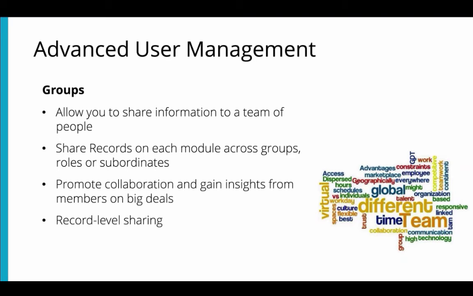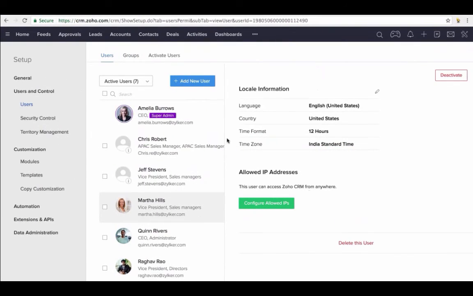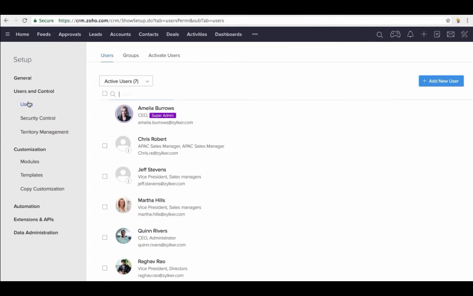Thank you, Madhumita. So I'm going to show you a demo on data sharing using groups and record level sharing. So switching to the Zoho CRM account. In order to share data between groups, you need to create groups accordingly, right? So from the left side panel, under users and control, click on users.